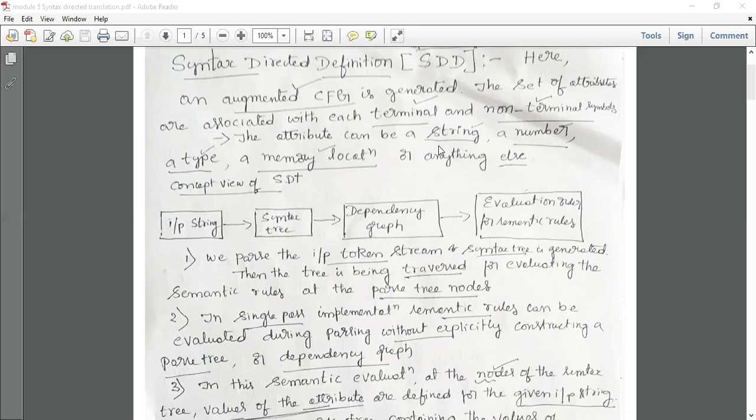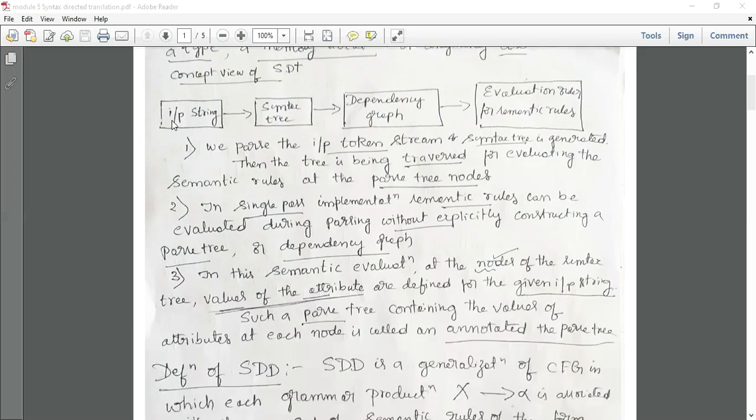One diagram is given: input string. First, whatever input you get, the string, a sequence of characters, we need to draw the syntactic tree structure. Then we jump on to the dependency graph, and next the evaluation order of our semantic rules. Every time, semantic means the meaning of the particular equations or expressions or whatever inputs you have checked, and we have to follow that meaning by using the dependency graph.